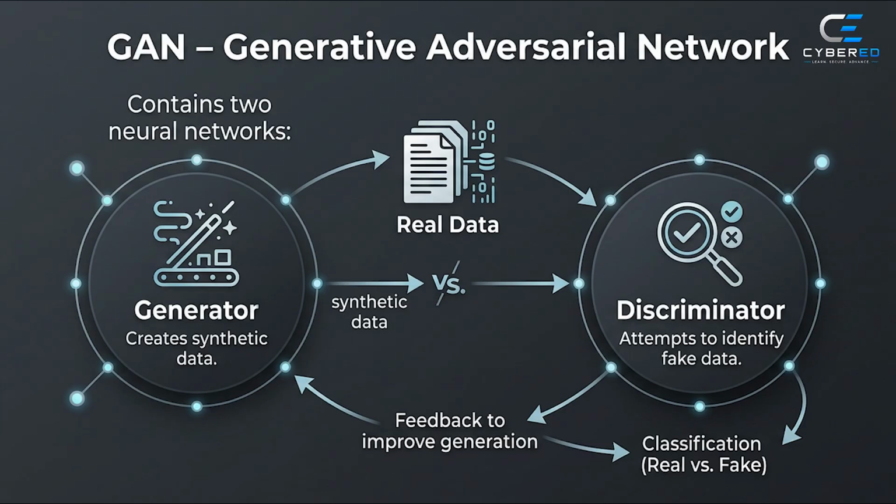A GAN, or generative adversarial network, consists of two neural networks competing against each other. The generator creates fake or synthetic content. The discriminator tries to determine whether that content is real or fake. As they compete during training, both improve. Eventually, the generator can create extremely convincing synthetic content.